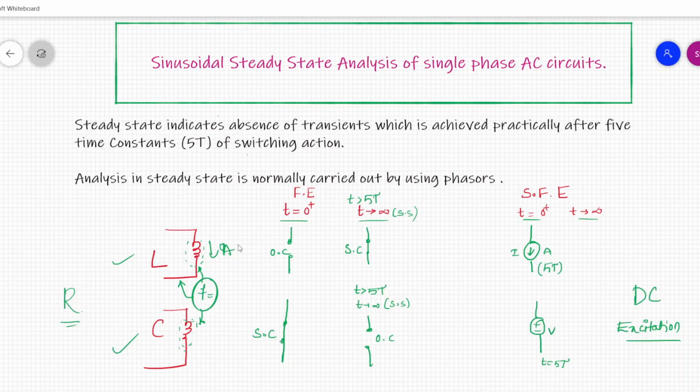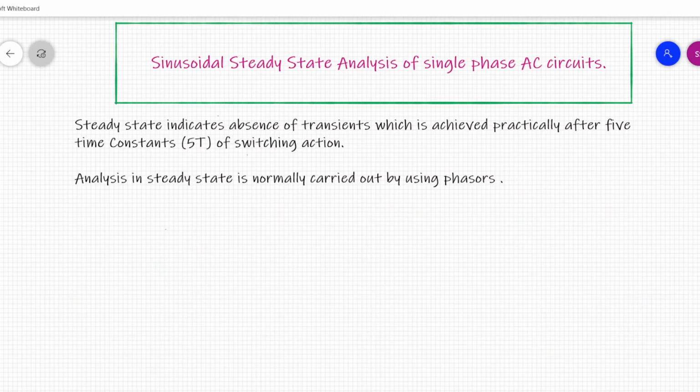Let us proceed. Steady state indicates absence of transients, so there is no transient now. We are only studying the steady state of AC analysis, which is achieved practically after five time constants of switching action. In AC analysis, the steady state analysis is normally carried out by phasors. We are going to represent the parameters using phasors and see the steady state analysis of AC circuits.